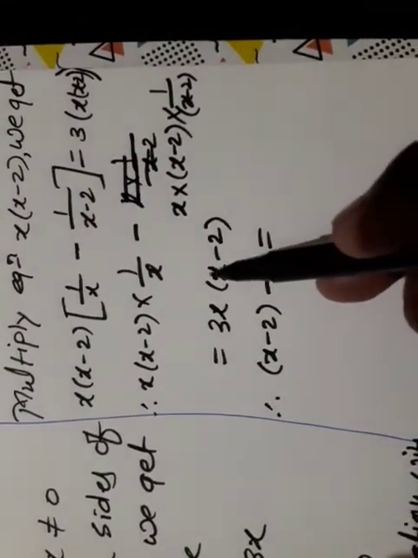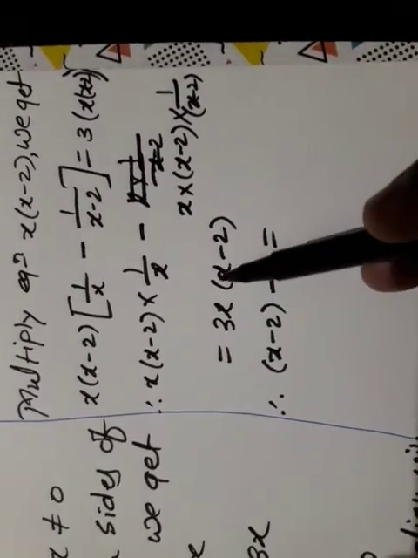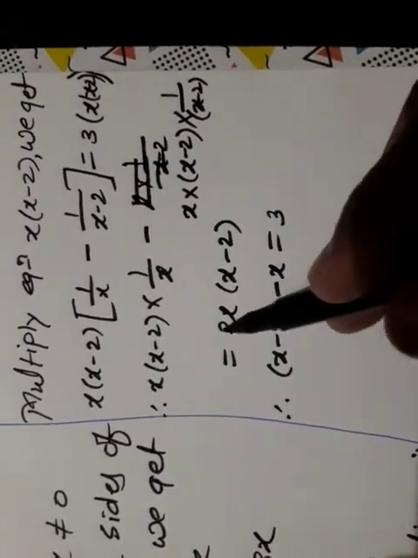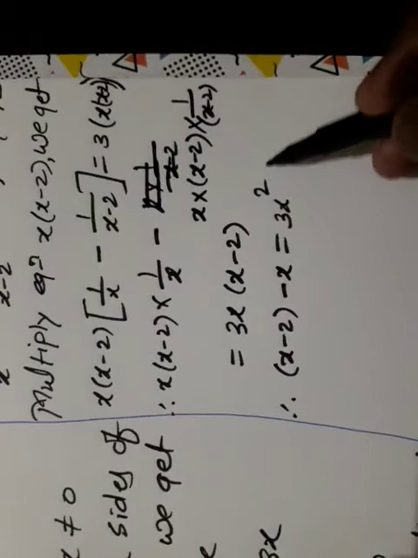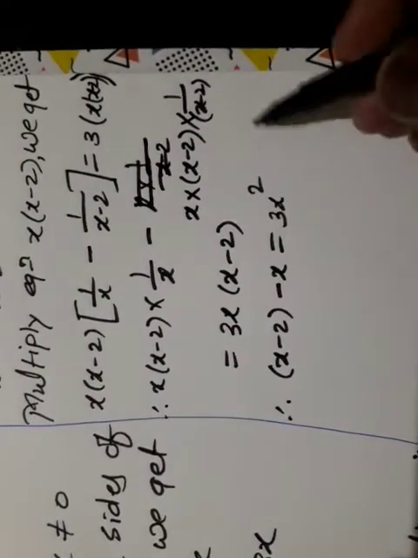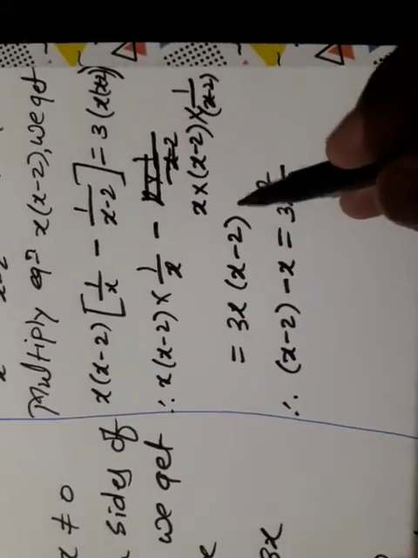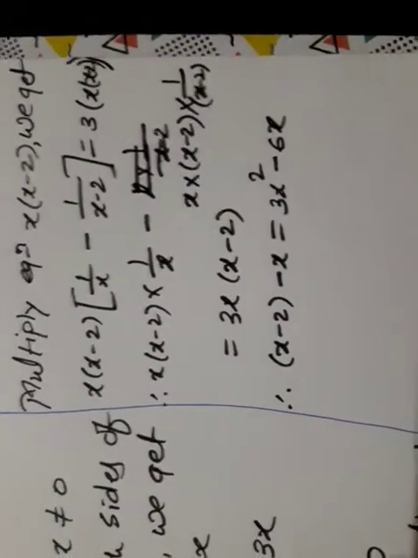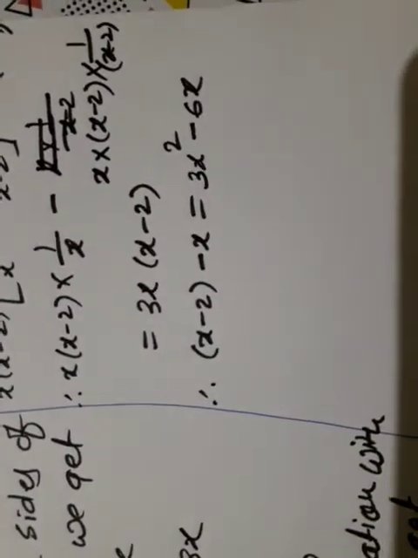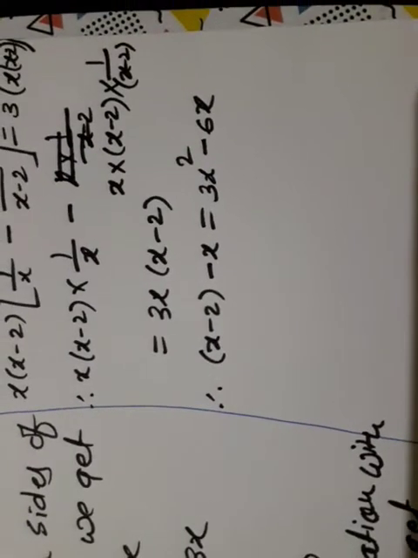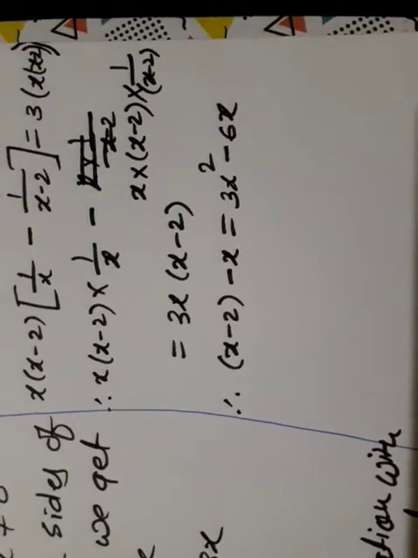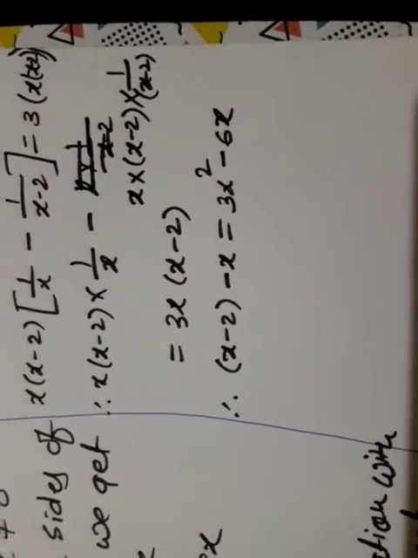Multiply now, what you will get? 3 into here nothing means 1. 3 into 1, 3. X into x, x square. Plus into minus, minus. 3 into 2, 6, and this x means 6x. Got an idea? What we got? X minus 2 minus x is equal to 3x square minus 6x.